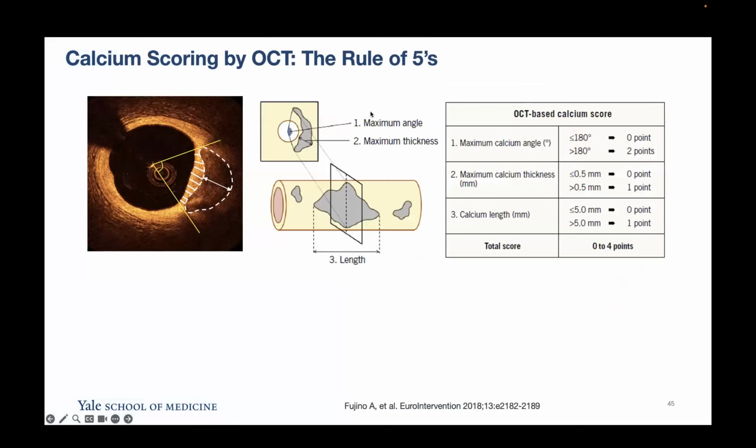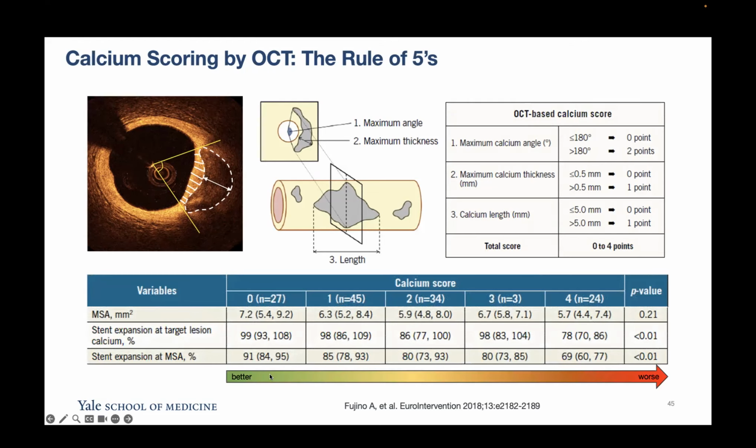There are 2 scoring systems to grade calcium. One by OCT looks at 3 variables: the calcium angle, and you look at more than 180 degrees. So if you have more than 180 degrees, you get 2 points. The maximum calcium thickness, more than 0.5 millimeter, 1 point, and calcium length, more than 5 millimeter length, 1 point. So this is called the rule of 5 because it's 50% circumference, 0.5 millimeter thickness, 5 millimeter length. So you just remember the rule of 5. And these authors validated that the higher the score, the worse the stent expansion you get.